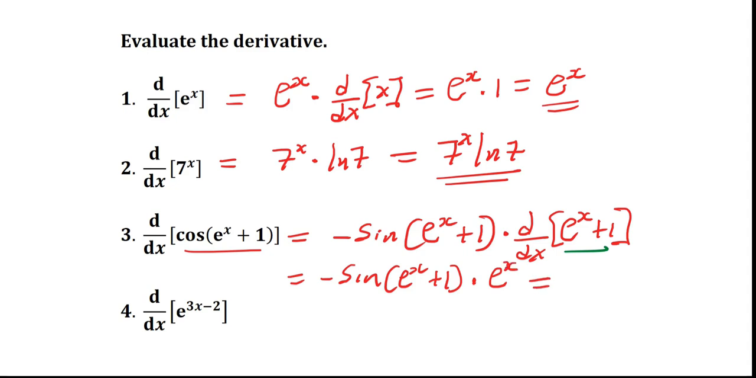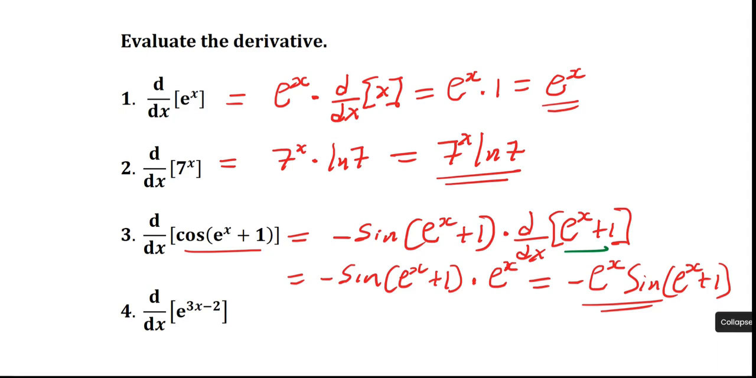So finally our answer is going to be negative e to the power of x times the sine of the parenthesis e to the power of x plus 1. So this is the answer to this question, and I hope it makes some sense.